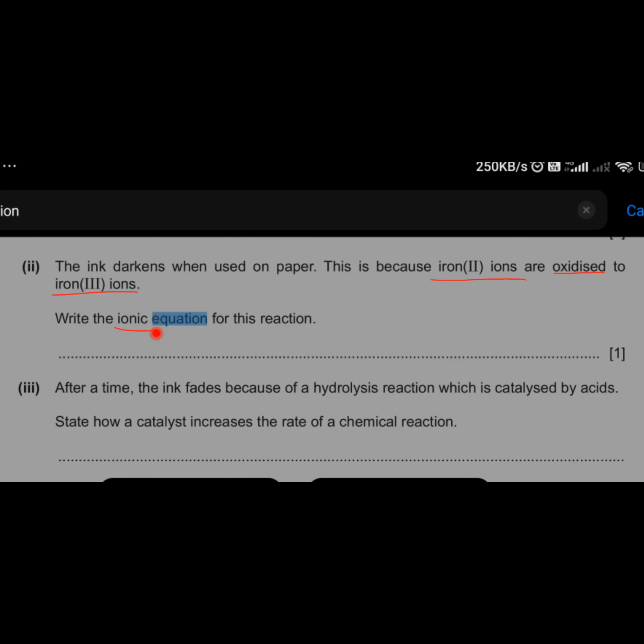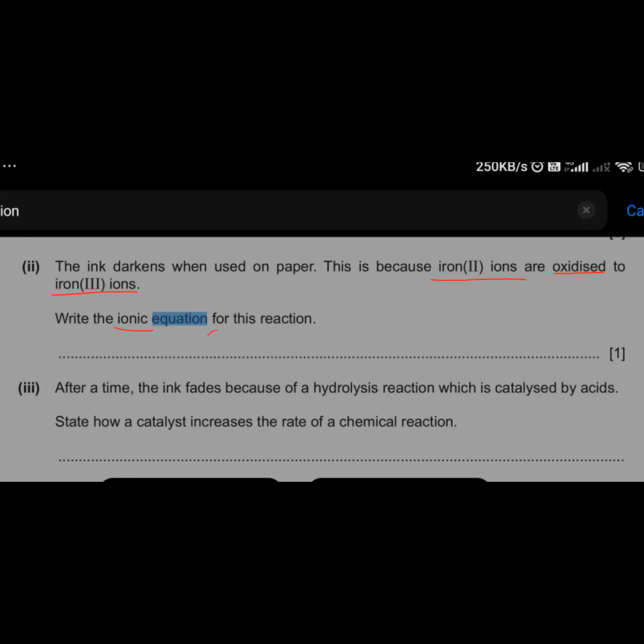But the point is, they have not told you that you need to write the ionic half equation specifically. They have not mentioned half. But the meaning is you have to write the ionic half equation. Why half? Because the rest of the thing that happens, we don't even know, right? What's happened to the other element? What's happened to the other substance? We don't even know that. That's not necessary here, because this question is about this one, right? What happens when iron 2 plus becomes iron 3 plus? That's it.